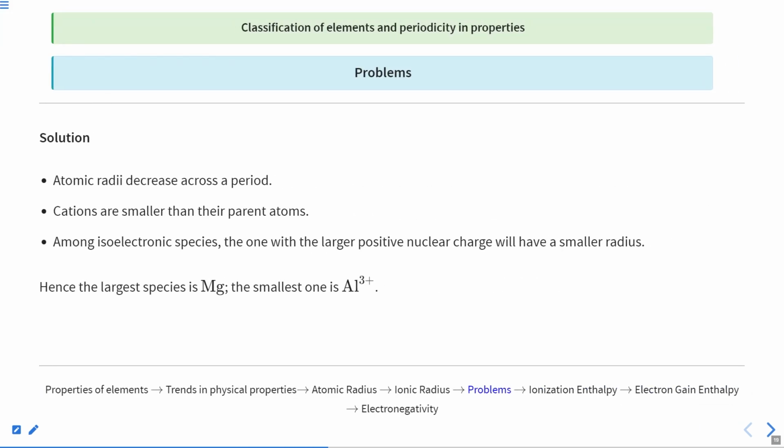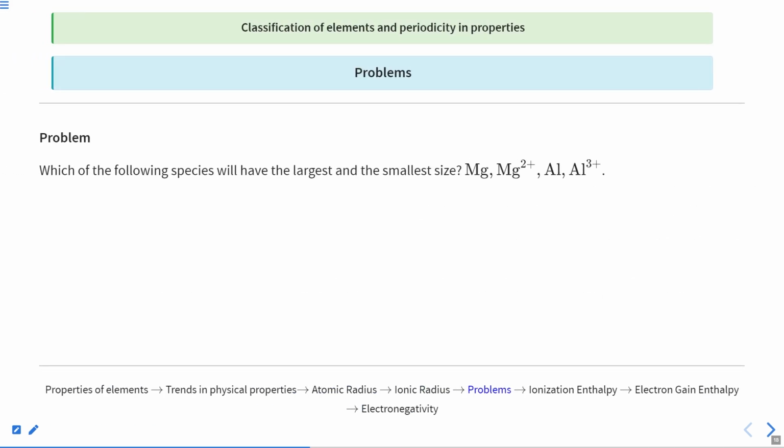Atomic radii decreases all across a period. We know that cations are smaller than their parent atoms. It is also obvious. Among isoelectronic species, the one with a larger positive nuclear charge will have a smaller radii. What is being said here is that they both have the same number of electrons. So if I talk about all these 4 elements.